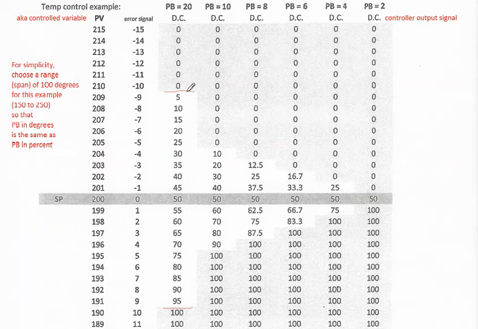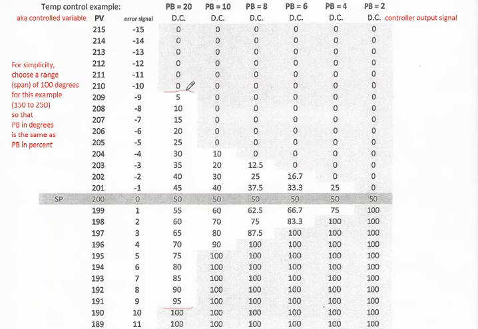It's important to see that the controller output signal that varies from 0 to 100% is spread across the proportional band. That's probably the key to understanding the relationship between proportional band and gain. I'll say that again. The controller output signal that varies from 0 to 100 is spread across the proportional band. Pretty obvious when we have it drawn out like this, I think.